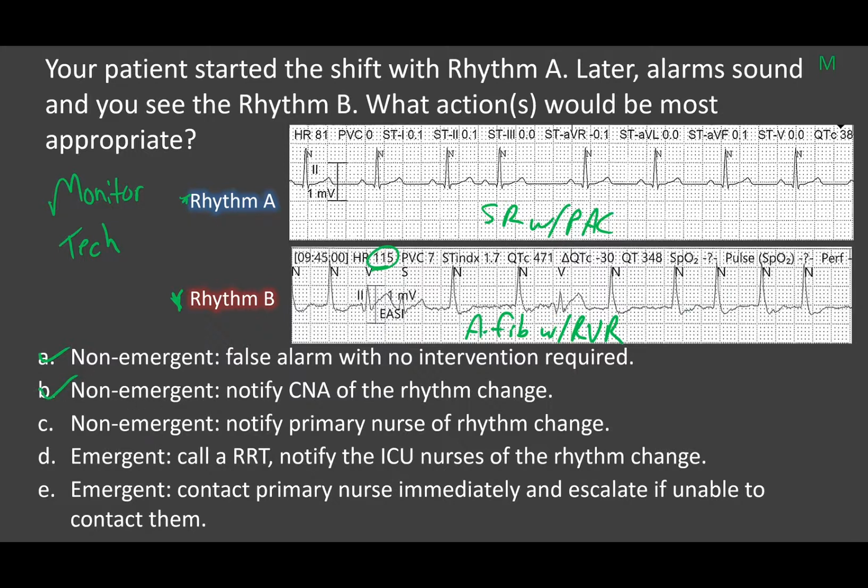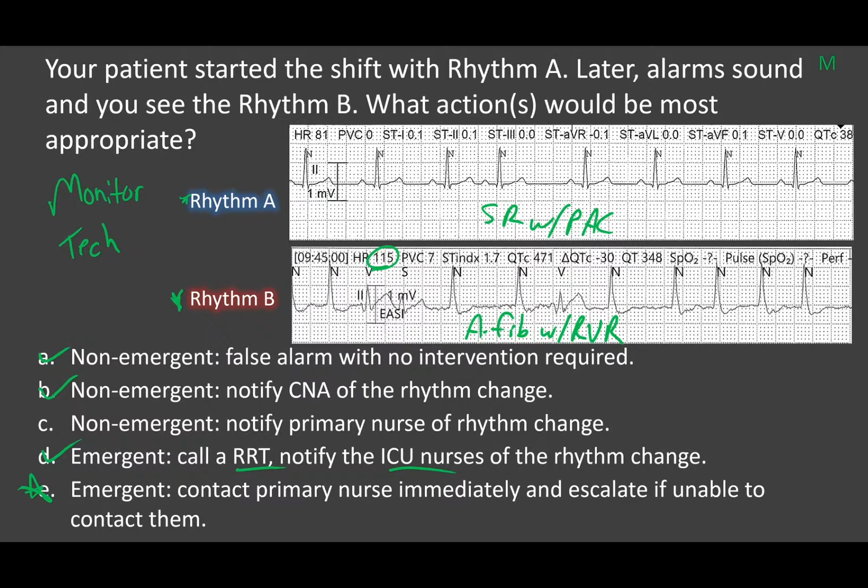Notifying the CNA of the rhythm change isn't the right approach either. Is this a lethal arrhythmia that's worth calling an RRT and having the ICU nurse go evaluate the patient right away? No, it's not that dangerous, but it isn't good. So now you have to decide, is it non-emergent? Well, I'll just let that primary nurse know when I have the chance. Or is it emergent? Then I'm going to immediately contact that primary nurse and escalate if I can't get a hold of them. And honestly, I think that's the right answer.